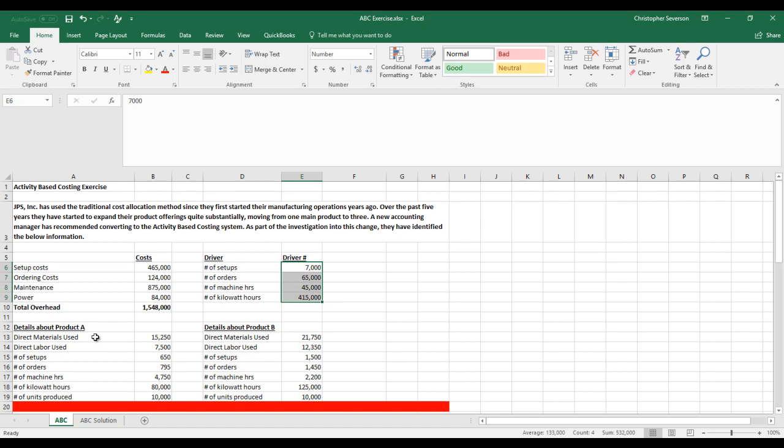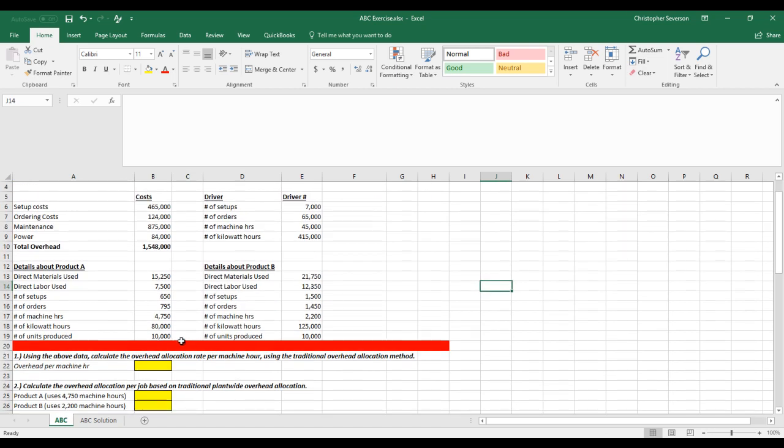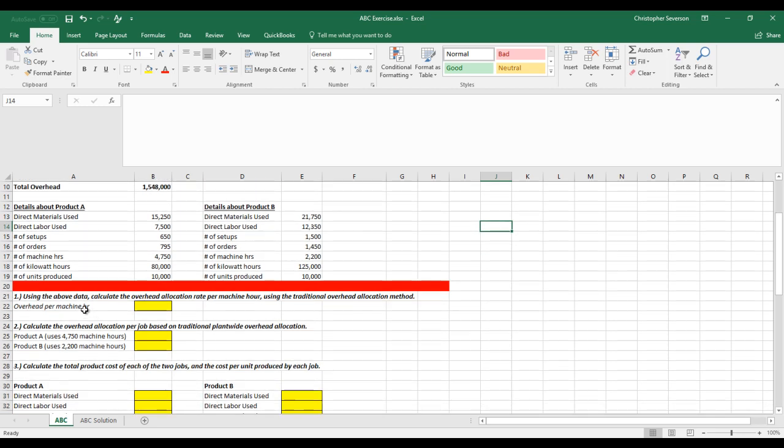So what we're doing here, for each product, they give us the direct materials used, the direct labor used, and then they give us all of these different activity components, the quantities, but they also tell us the number of units produced of each product type. Ultimately, we're going to want to know the cost per unit. So let's go take a look at requirement 1 here.